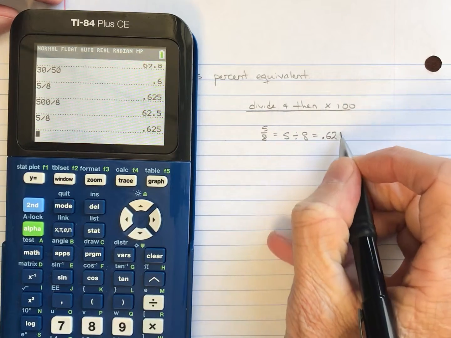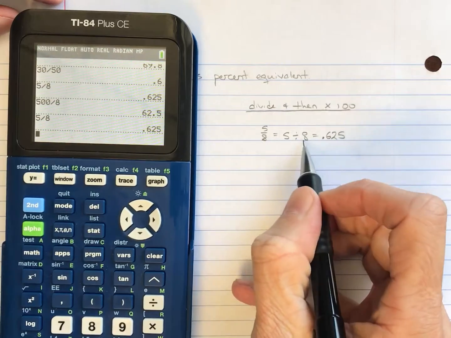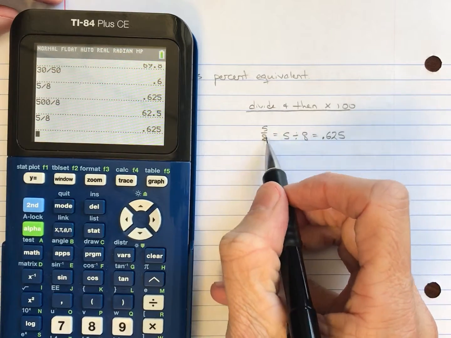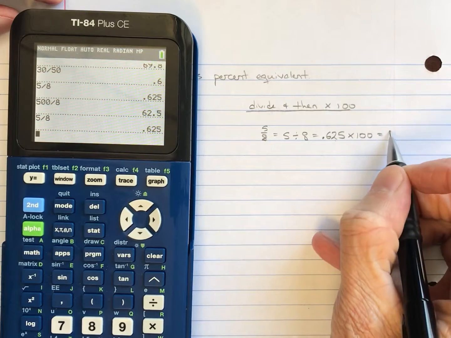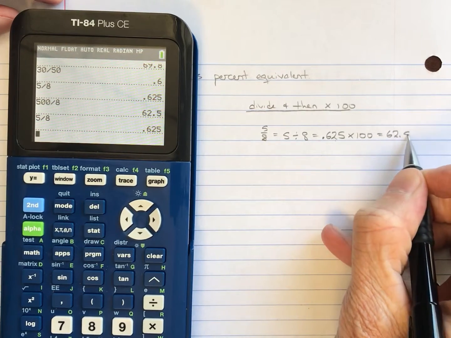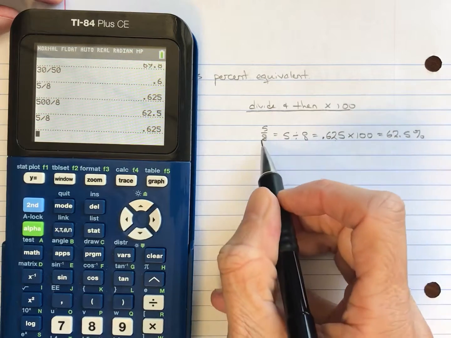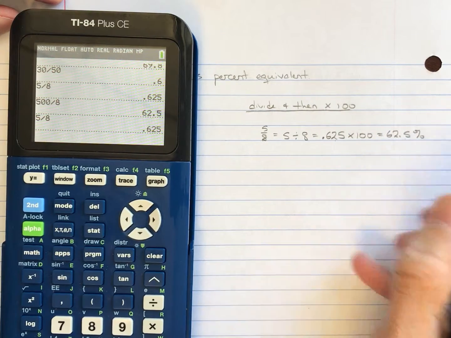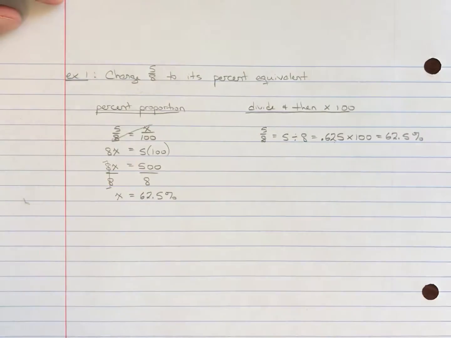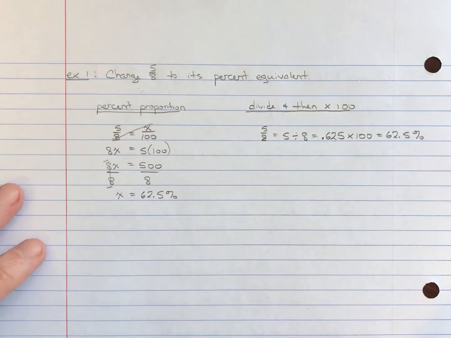So there's my divide first. It's a fraction, 5 divided by 8. And then I multiply that by 100. And I come up with 62.5%. So 5/8 is equivalent to 62.5%. Okay, so those are by far the two most popular methods.